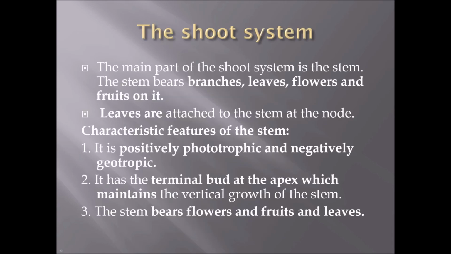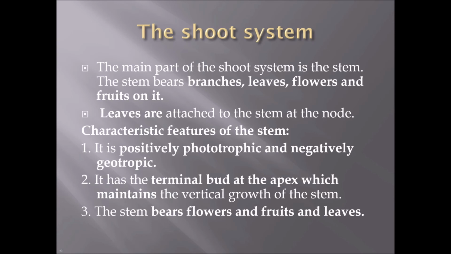The next topic that we are going to see is the shoot system. Already we have discussed the shoot system and root system. The main part of the shoot system is the stem. In a stem, what are the things that will be present? It will have branches, leaves, flowers, and fruits. The leaves will be attached to the stem, and that place is called a node. I have already told you what a node is.